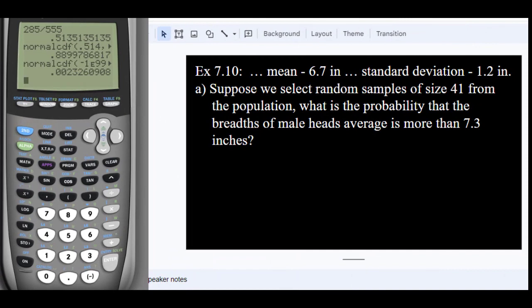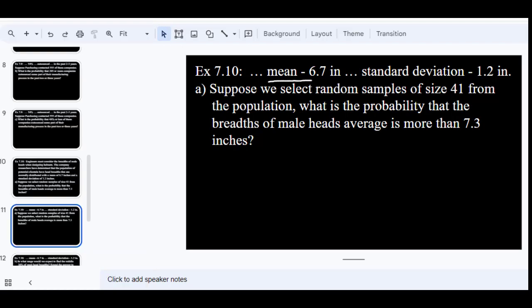So let's give ourselves some space to work here. Now notice this one, we are dealing with a sample mean here. So this is going to be a little different than the last one when we were dealing with the proportions. So part A, suppose we select random samples of size 41. So n is 41. And what is the probability that the breadths of male heads average is more than 7.3 inches? So we're looking for the probability that x bar is greater than 7.3.